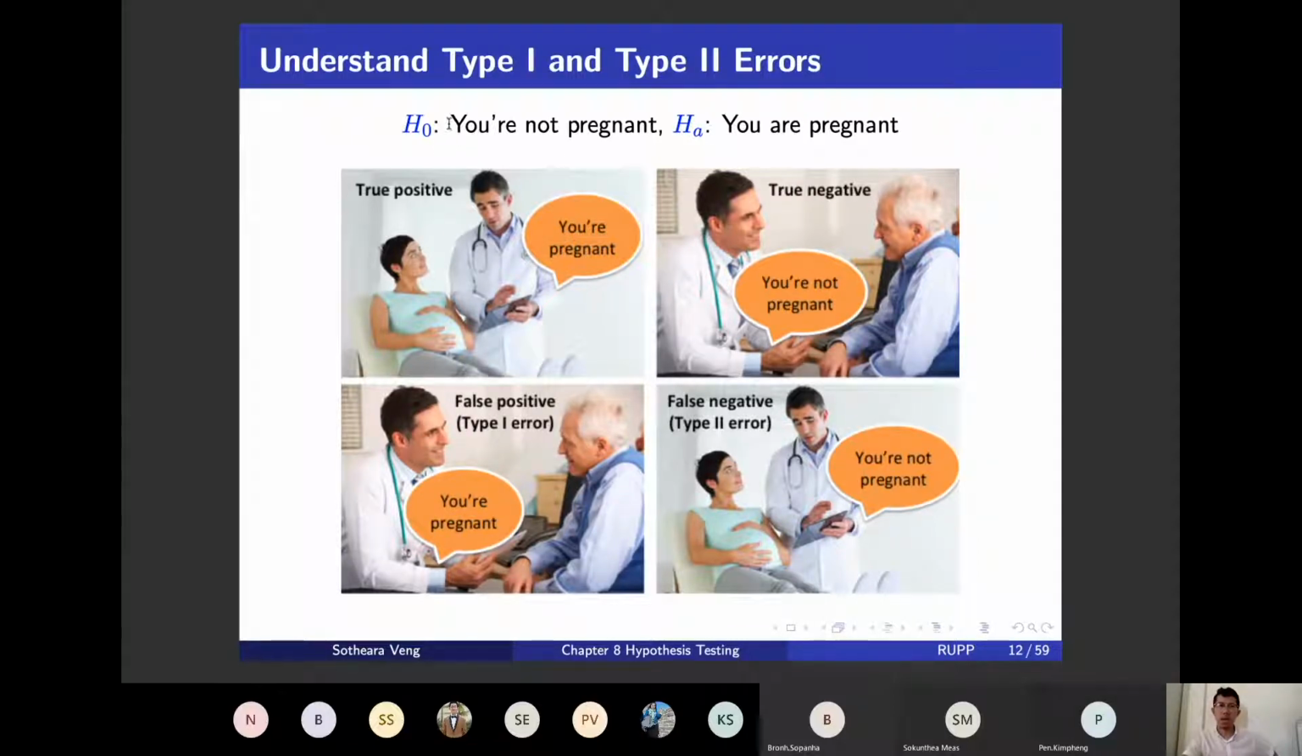So here, if the null hypothesis is false, it means that in reality the person is pregnant, but you do not reject it. It means that you say that you are not pregnant, but in reality it is true that this woman is pregnant, but you come up with the conclusion that you are not pregnant. So these are the two possible errors in hypothesis testing.